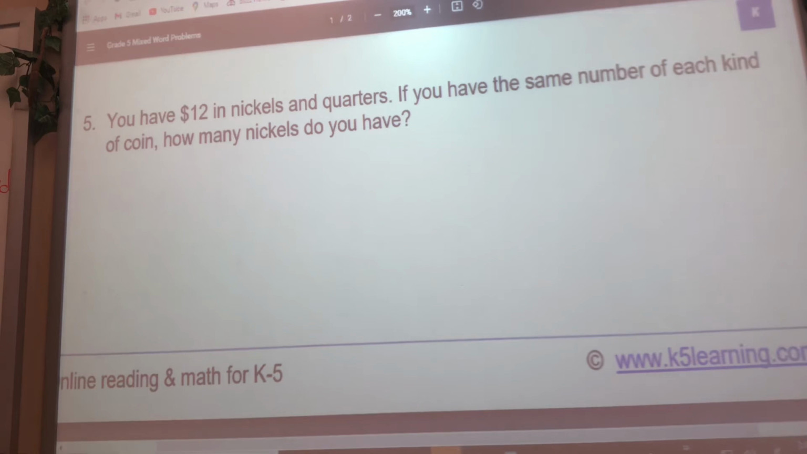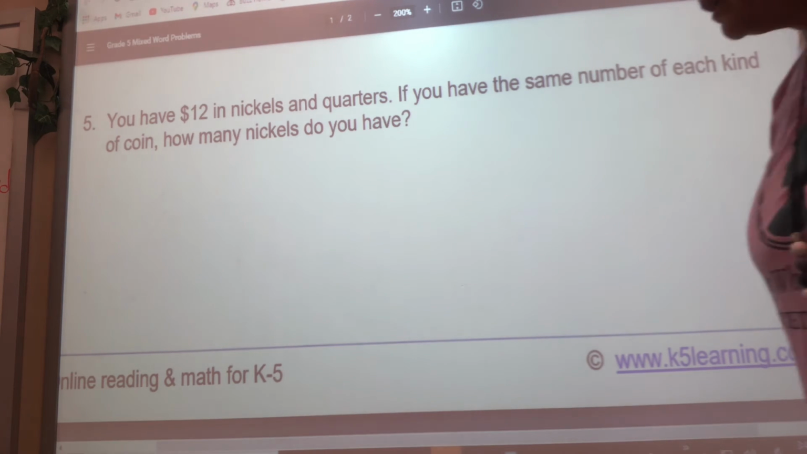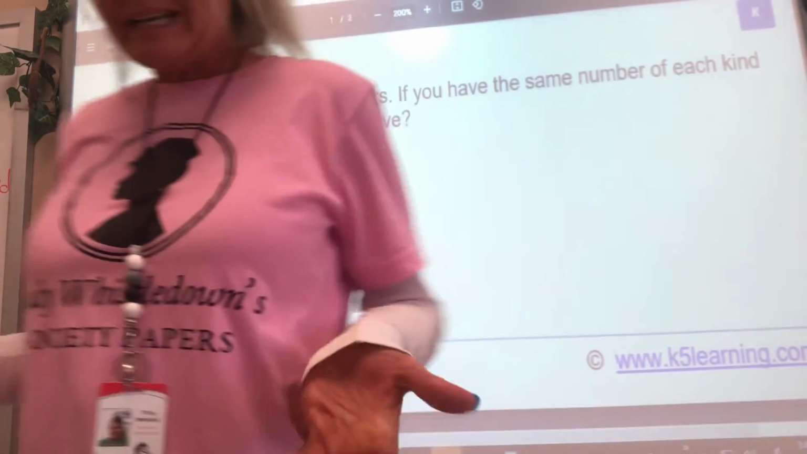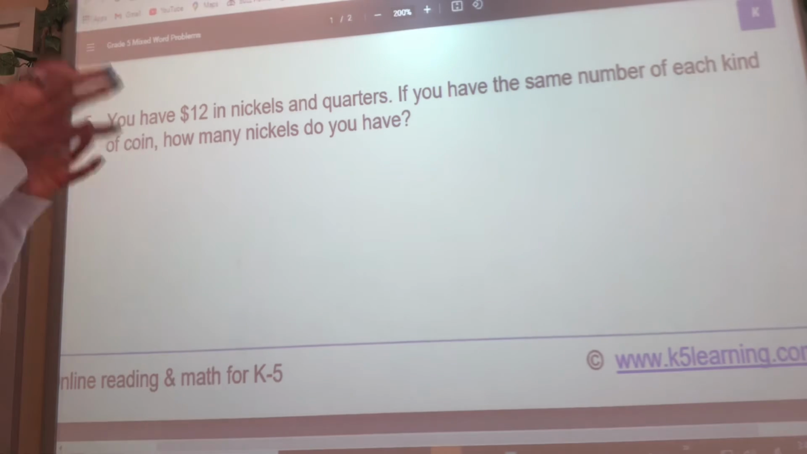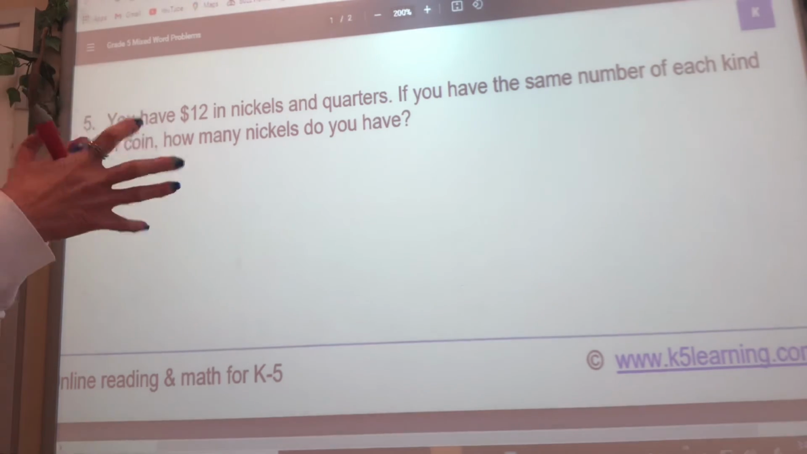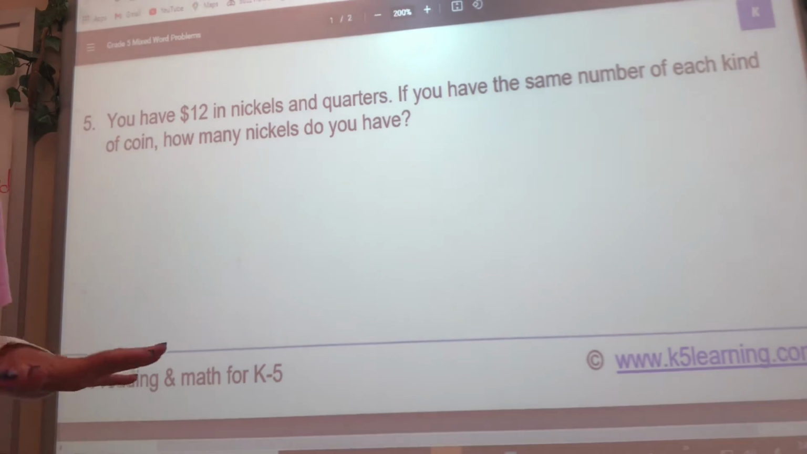Number 5, you have $12 in nickels and quarters. If you have the same number of each kind of coin, how many nickels do you have? Okay, so this one's just kind of a guess and check. You're just going to have to think of how many nickels, check it, multiply. So to save time, let's go ahead.